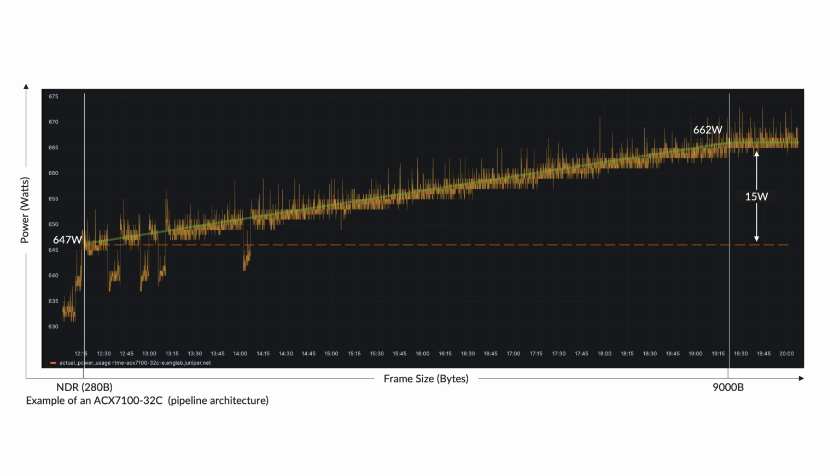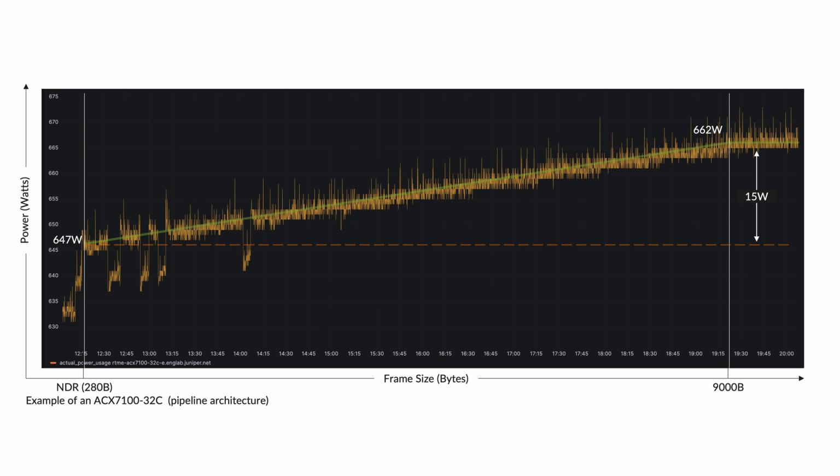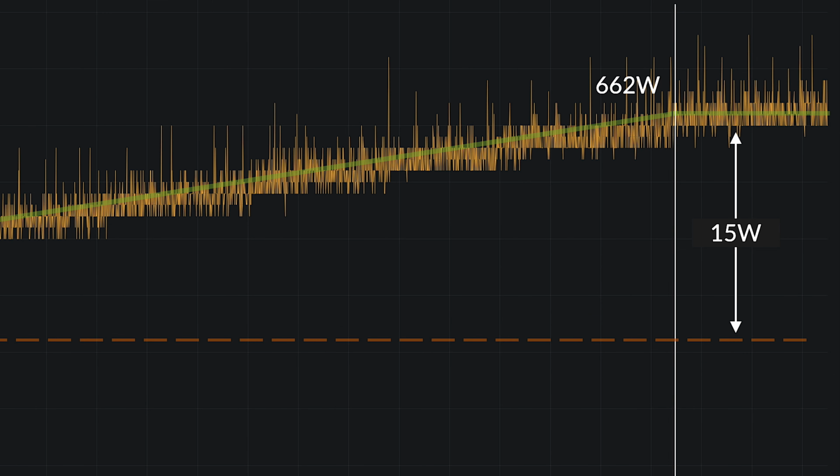That's what we want to demonstrate with this other experiment. Here, we keep a constant PPS, like 10 million packets per second, and we increment the packet size from non-drop rate to line rate. The result of this test is interesting. If we keep the PPS constant, we notice the power usage difference from NDR to line rate is only 15 watts, much less than the 95 watts we measured in the previous test.